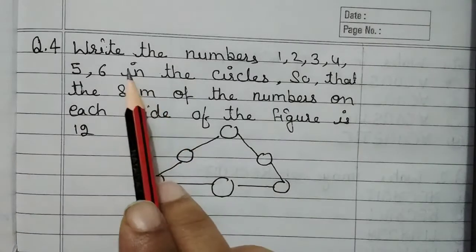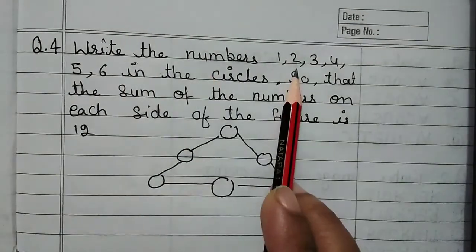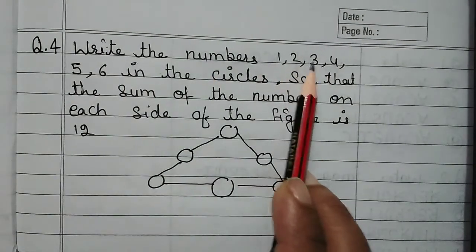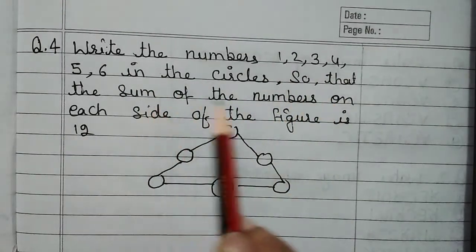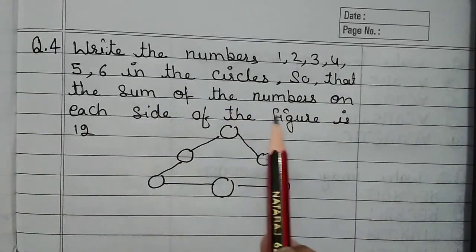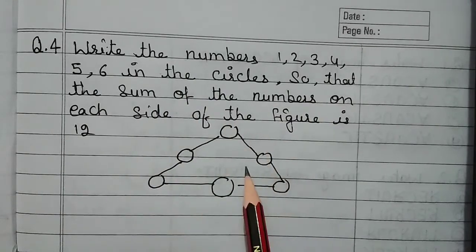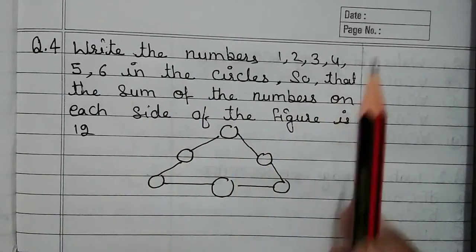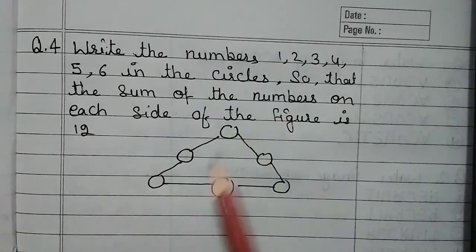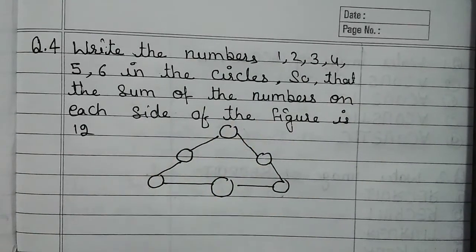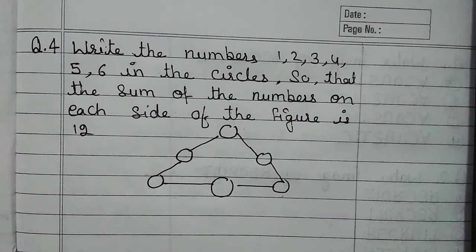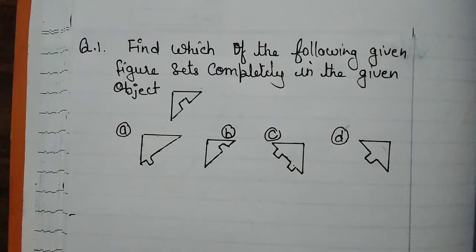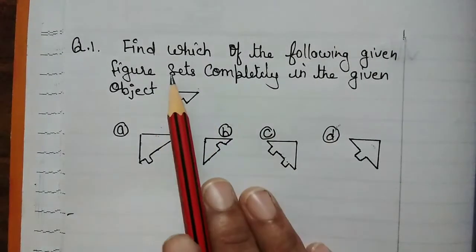Now one more question. Write the numbers 1, 2, 3, 4, 5 and 6 in the circles so that the sum of the numbers on each side of the figure is 12. This is the given figure and in these circles you have to place these digits so that the sum of each side, this side, this side and this side, must be 12. Try this question by yourself.